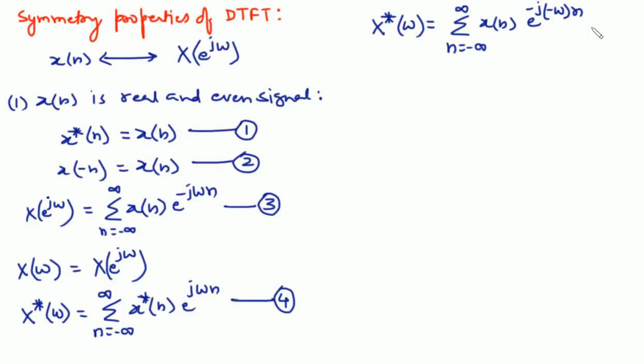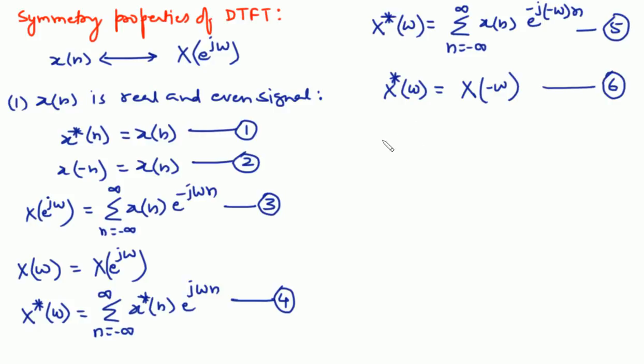Now if I compare the fifth and third expressions, then the right hand side of expression 5 can be written as, see, in the third expression we have ω, so on the right hand side here also we have ω. In the fifth expression we have minus ω, so the right side is X(-ω). So the complex conjugate of X(ω) is X(-ω).